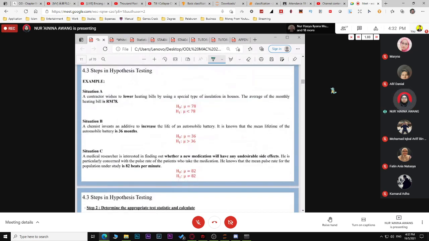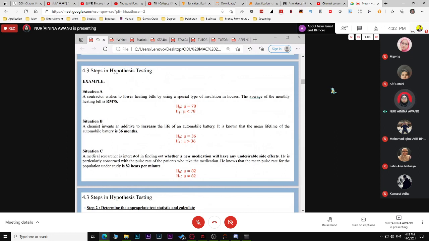Okay, so for example, we have three situations, A, B, and C. So for situation A, a contractor wishes to lower heating bills by using a special type of insulation in houses. So the average of the monthly heating bills is 78. So we know that this is the average for the population since the sentence does not mention the sample size. So kita tahu average or mean for the population, the symbol will be mu. So this is our mu. Okay. So how to write your hypothesis? We know that our H null is always equal. Mu is equal to 78.